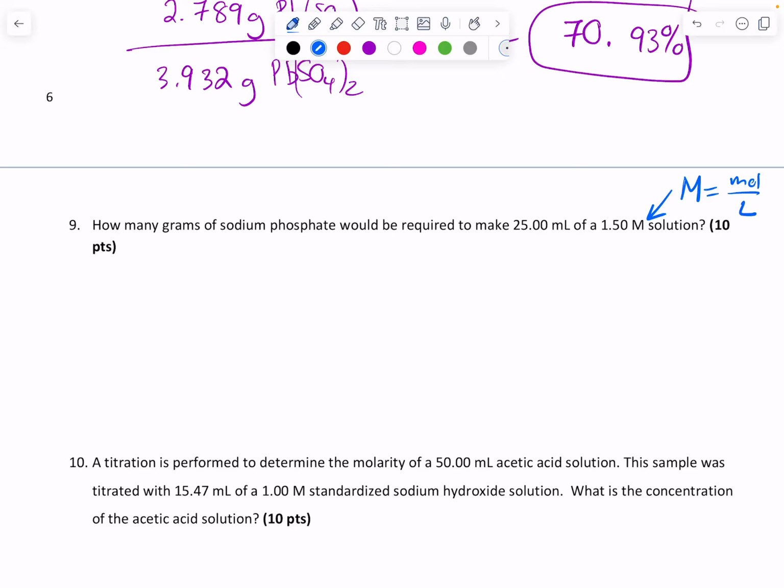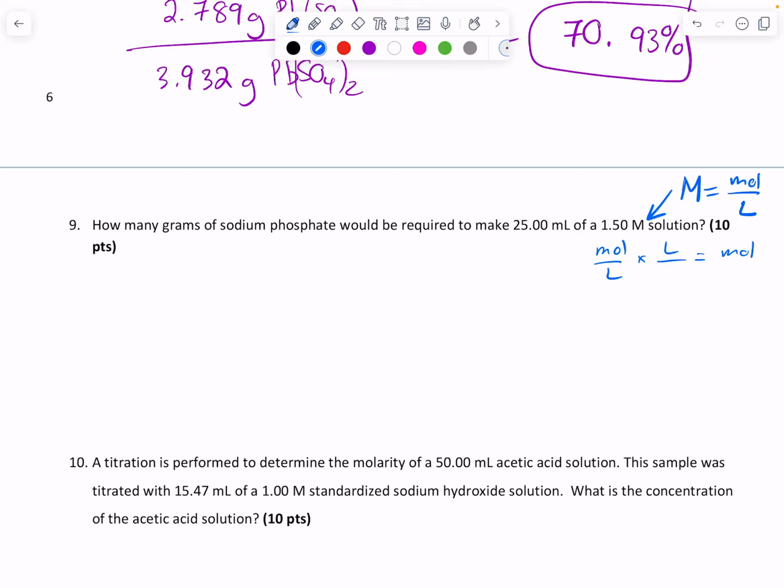Okay, so where do we want to start? First, we're trying to figure out how many grams we've got. So remember, if you take molarity and you multiply it by your volume, that's going to give you moles, because moles per liter times your liter is going to give you moles.